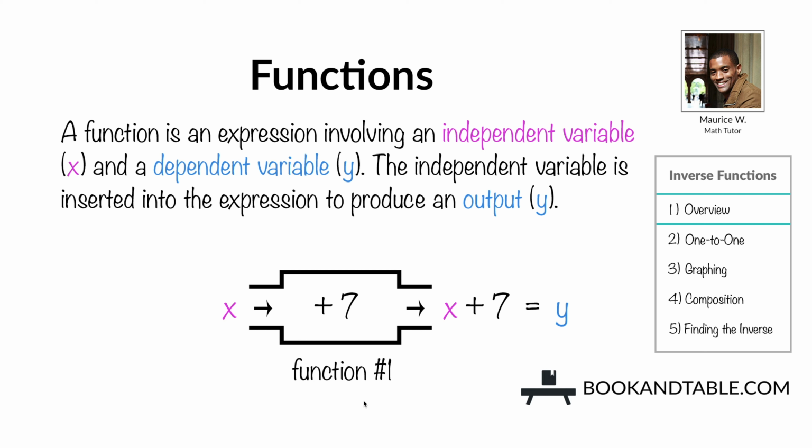So a function is an expression involving an independent variable x and a dependent variable y. The independent variable is inserted into the expression to produce an output, which is our y. So we have x, and we have some function that adds 7 to our independent variable x. So that gives us an output of y, which is equal to the expression x plus 7.